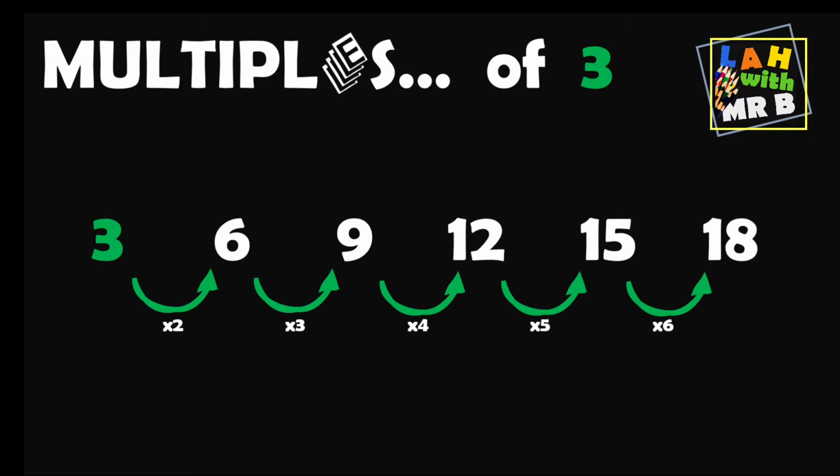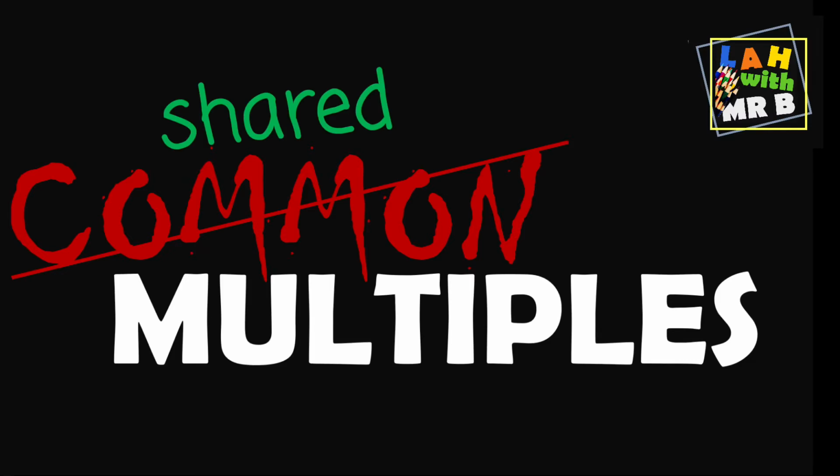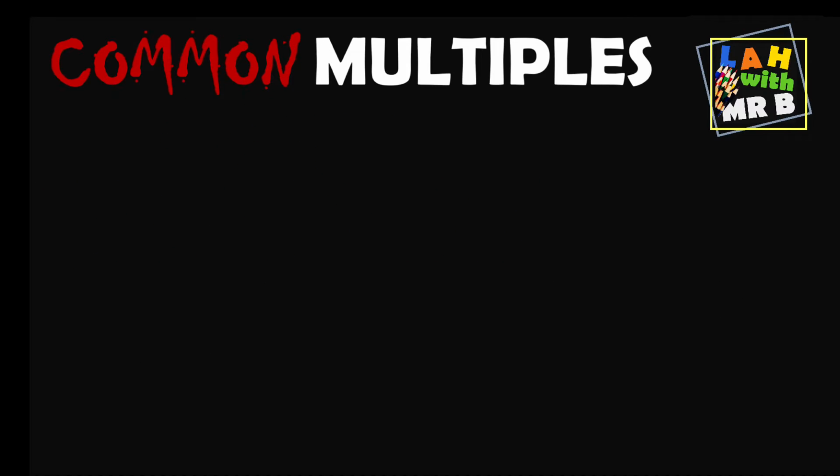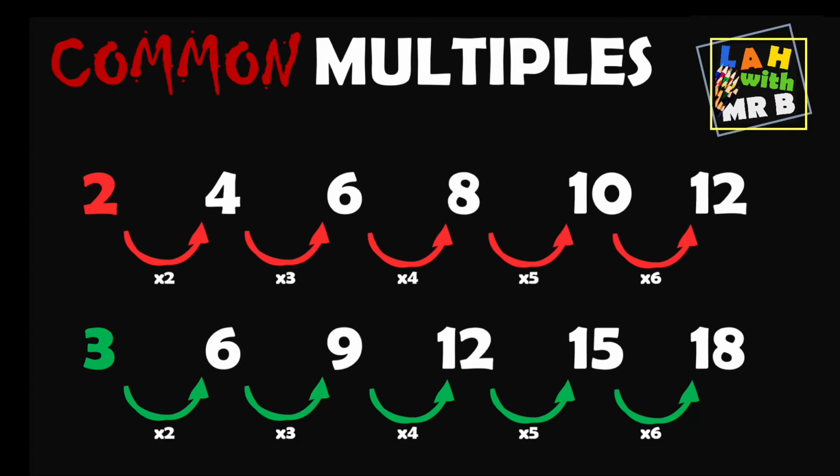Now let's talk about something that might seem a teensy bit scary, but really they're dead easy. These are common multiples. But don't let that scare you, because common is really just a fancy name for shared. Let's have a look at what that means. We'll start by pulling up our multiples of 2. Then we'll pull up our multiples of 3.